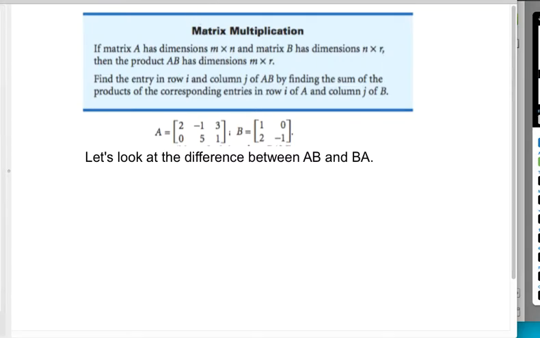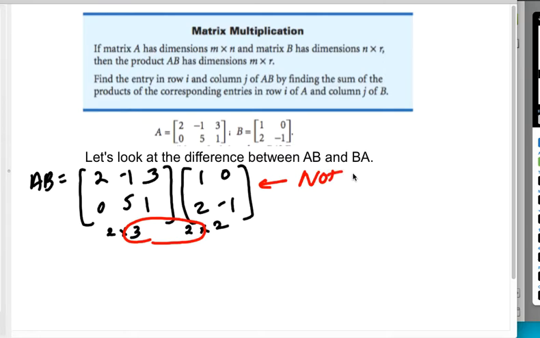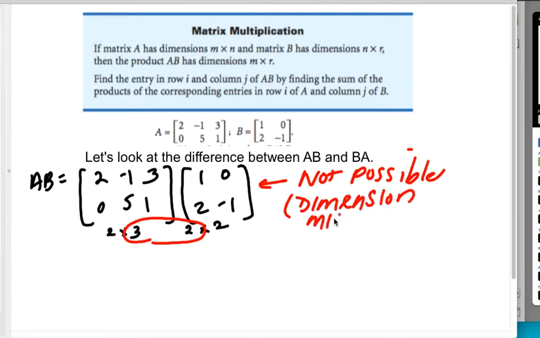So here we have an A and a B. We're just going to go ahead and look through the difference of finding both of them. So let's go ahead and real quickly find AB. Right, so A is 2, negative 1, 3, 0, 5, 1. B is going to be 1, 0, 2, negative 1. Okay, so this is a 2 by 3, and this is a 2 by 2. Because of that, these are not the same. This is not possible. Okay, this is a dimension mismatch because you can't multiply. Basically, the inner dimensions don't match, right? So that's not possible. But we can find BA, right?